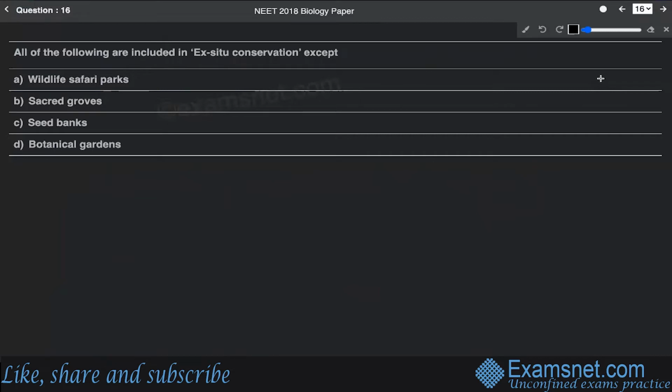Question number 16 says: all of the following are included in ex situ conservation except: wildlife safari parks, sacred groves, seed banks, and botanical gardens. This question has been asked from the chapter Biodiversity and its Conservation, from standard 12. There are two methods of conservation of biodiversity that we have known.